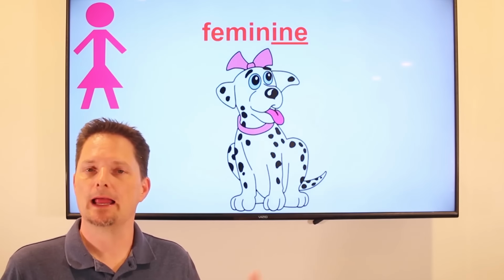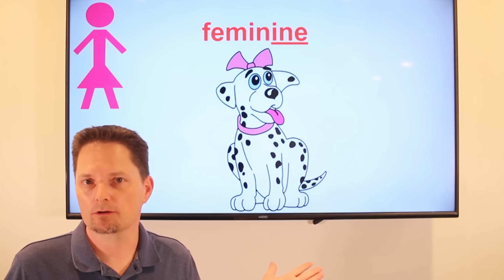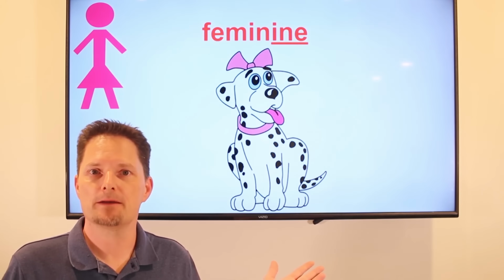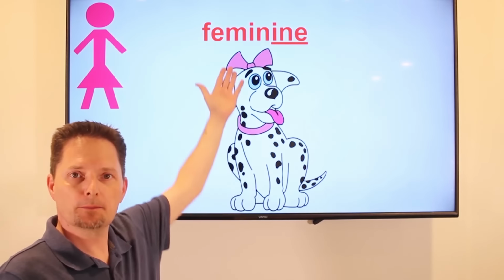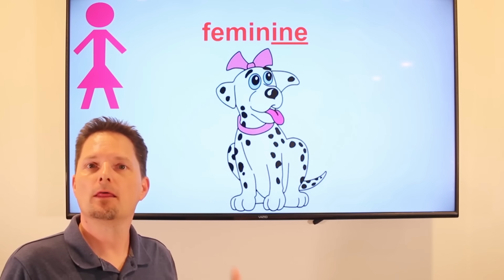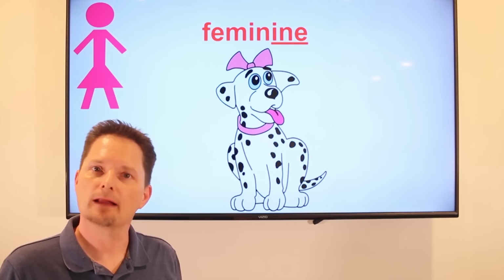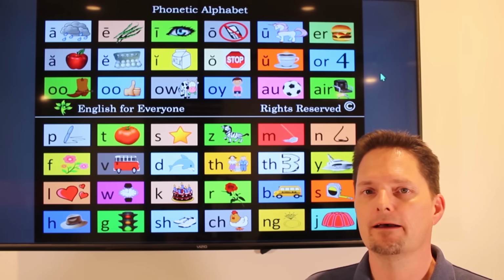Very good. Example, feminine. Feminine is an adjective. It describes anything that looks like a girl, like a woman. Feminine. The dog has a pink bow and a pink collar. The dog looks feminine, like a girl. Pronunciation, feminine.